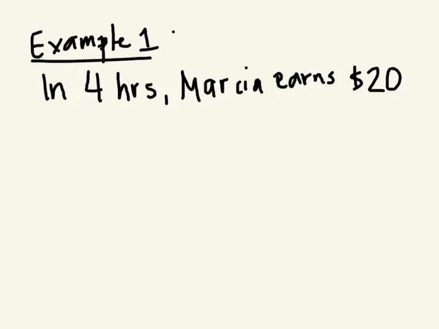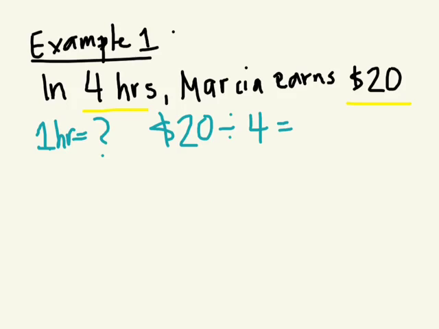So in this next example, we're told that Marcia works in a card store, and in 4 hours, she's earning $20. We need to figure out how much does she earn in 1 hour. Okay, so to figure out how much she earns in 1 hour, so her hourly rate, we're going to divide 20 divided by 4 equals, good, $5 per hour. So now we know her rate. Her rate of pay is $5 for 1 hour.